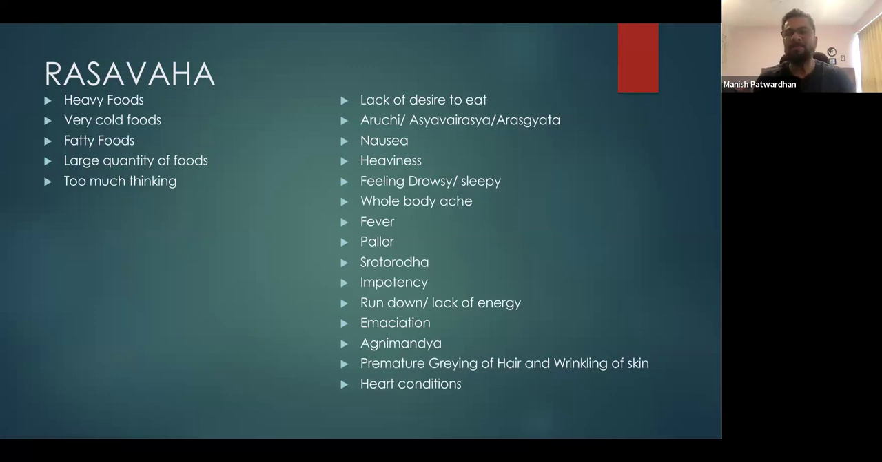Now, the other signs and symptoms, we look at aruchi, which is loss of taste, not understanding the taste properly or understanding the taste differently, nausea, heaviness, drowsiness, whole body ache, fever, etc. All these, if you see, are basically either ama related or malnourishment related. But this one, the mental health problems, are very, very profound with the Rasava Srotas disturbances.